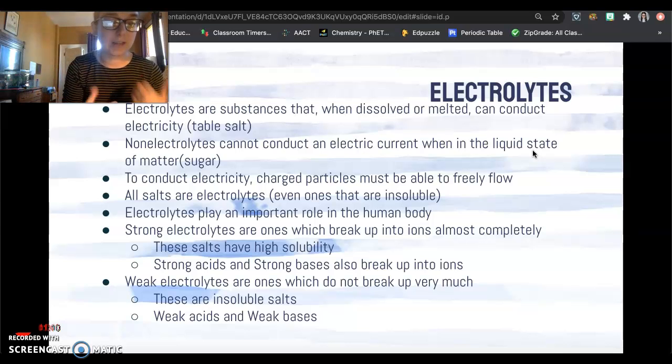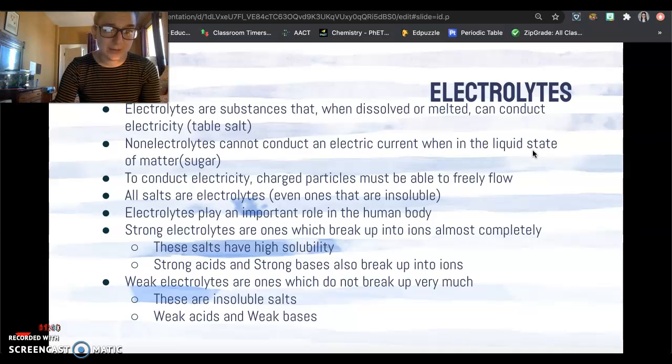All salts are electrolytes, even ones that are insoluble. So even if you can't dissolve it in water, that's what insoluble means, if you were to melt that salt, it would conduct electricity, which is why it's an electrolyte. Electrolytes are really important in the human body. That's why things like Gatorade and Powerade advertise electrolytes. Your body uses them for pretty much everything. Your nervous system really needs electrolytes. That's how your muscles work. If you have low electrolytes, usually you get muscle cramping.